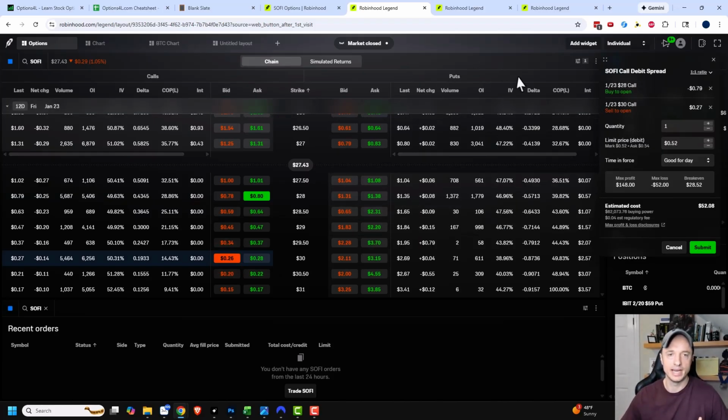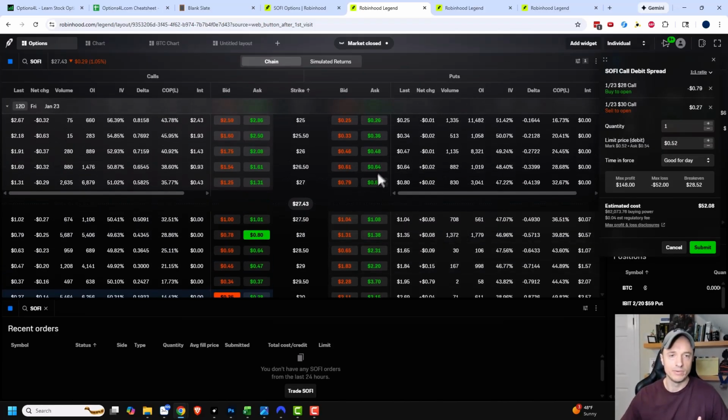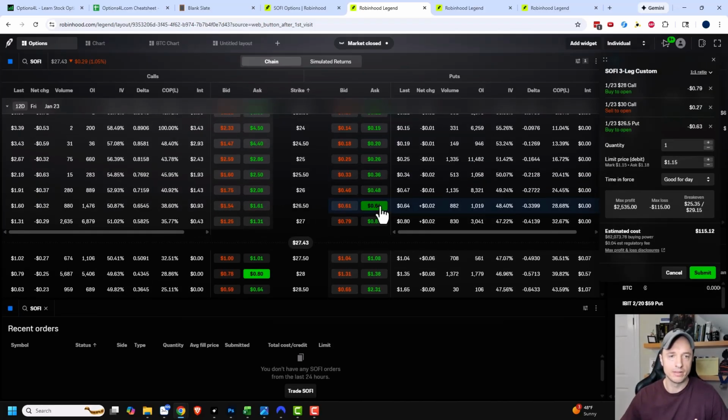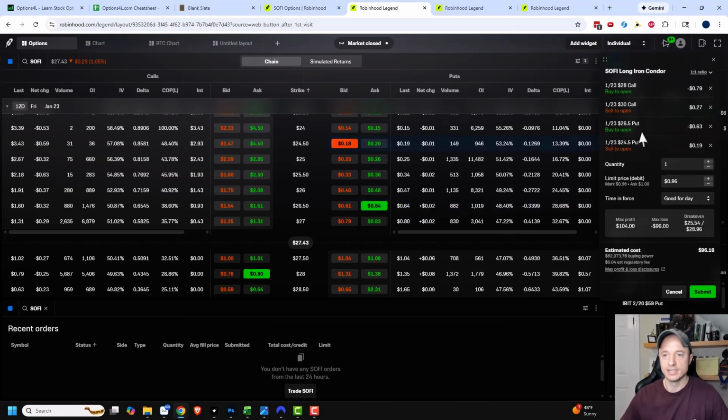Now we'll go to the put side. So over here on the put side, we did the 26.50. Again, we're going to buy the put option that's closer to the current price, which is 27.43. And we're going to sell the one further out of the money. And we're going to go with the 24.50 strike price. So we're going to sell that position. And so there we go.